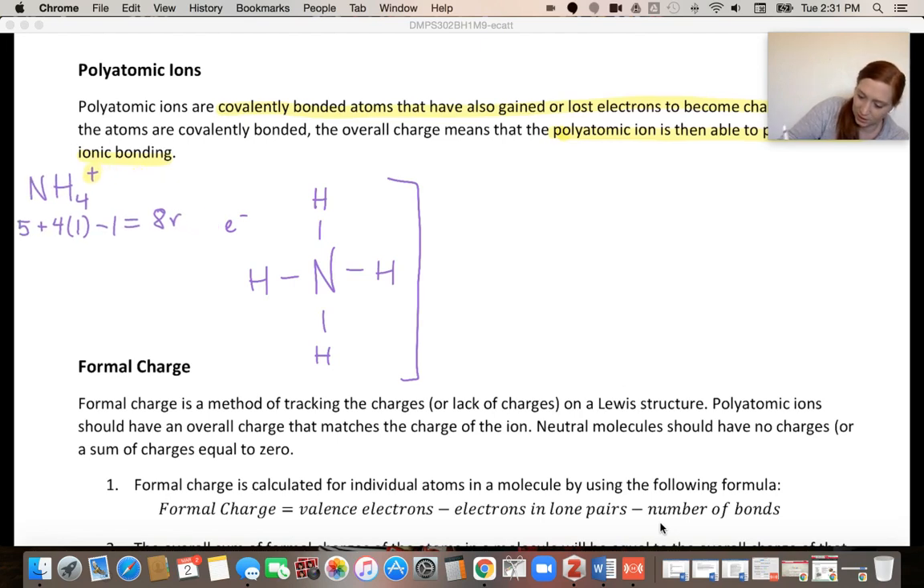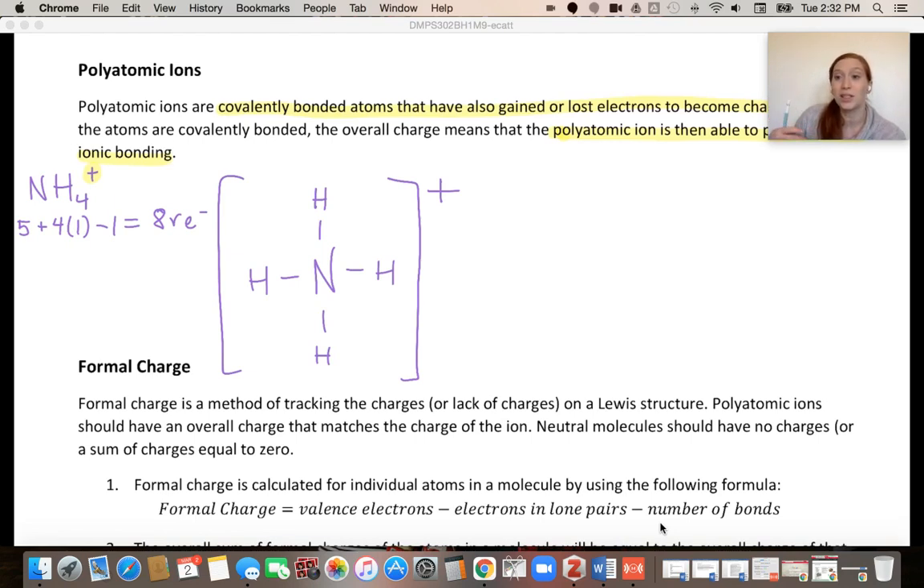So I can have space, because what I want to do is put my whole Lewis structure in brackets and then put the charge of the ion on the outside of that bracket, like we would the symbol for the ion. That's going to signify that 1 electron has been lost. Okay.